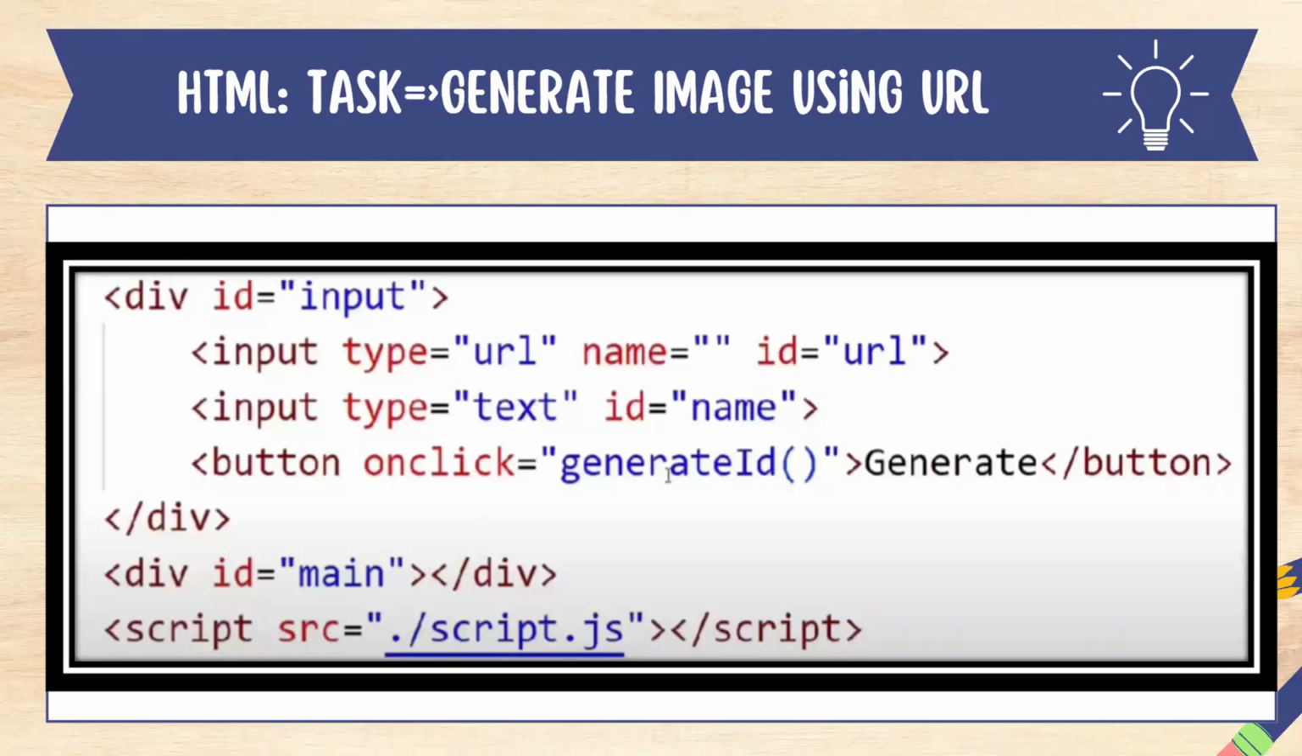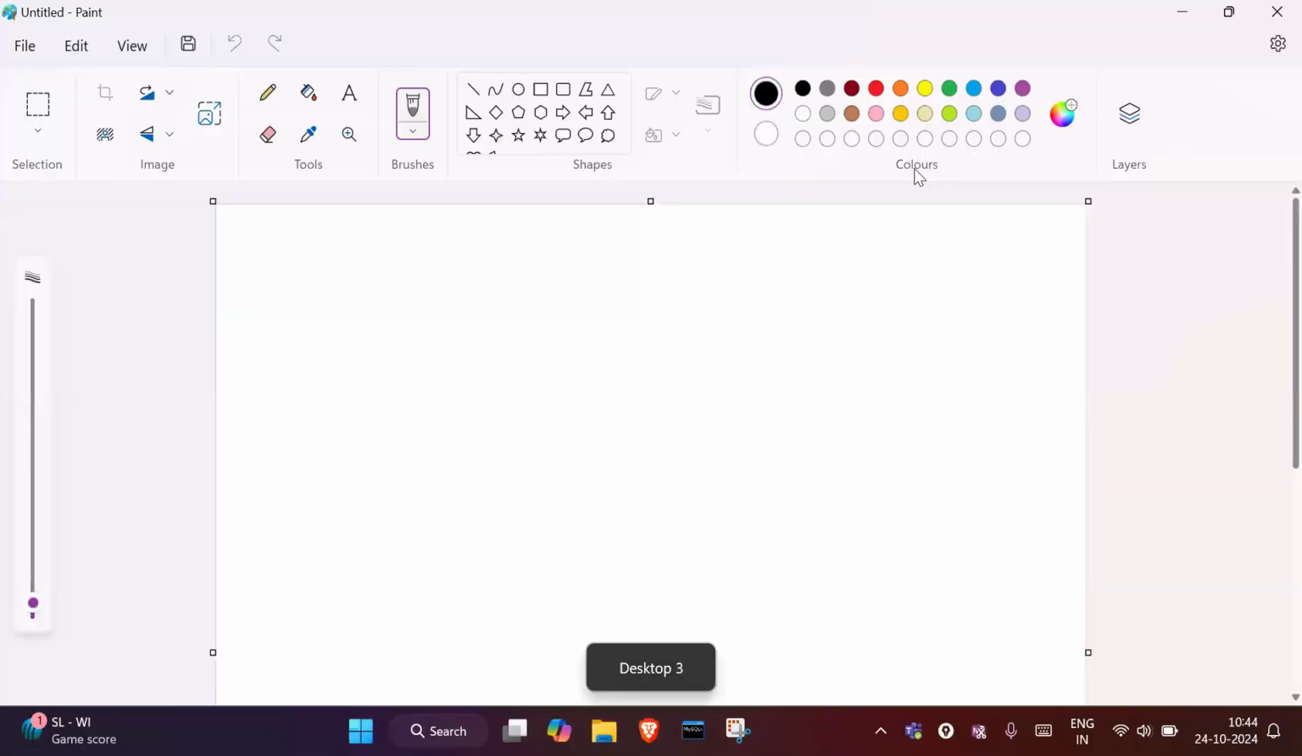Okay, so hello everyone. Today in this video, we are going to learn about how we can generate an image using JavaScript. What we will do basically, we will create an image on our document and we will fetch that image using the URL. Please try to understand.